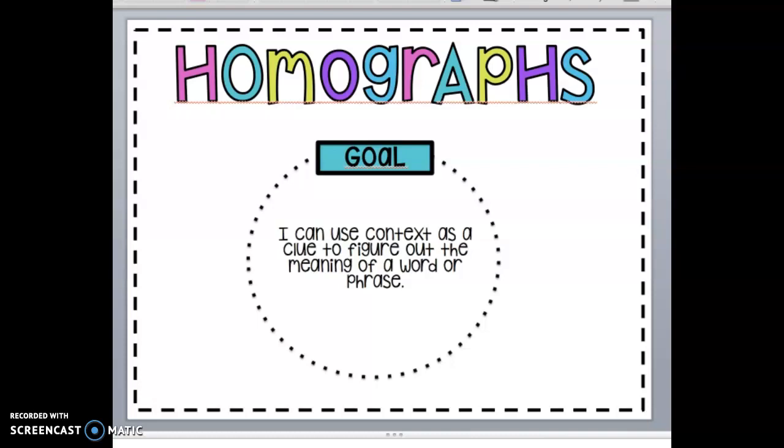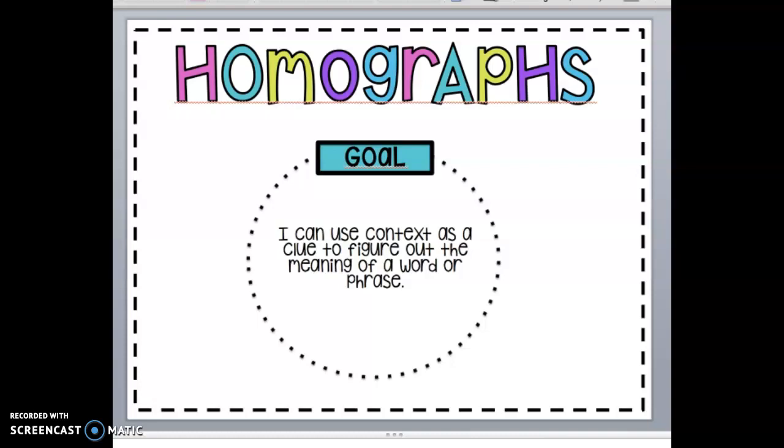This morning, we're going to talk about homographs. Your goal for this lesson is to be able to use the context that's in a sentence to figure out the meaning of an unknown word or phrase. That unknown word or phrase is going to be the actual homograph. The context is going to be the words that are surrounding the homograph.